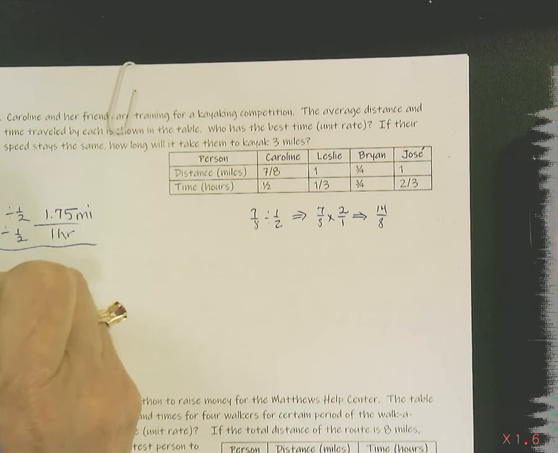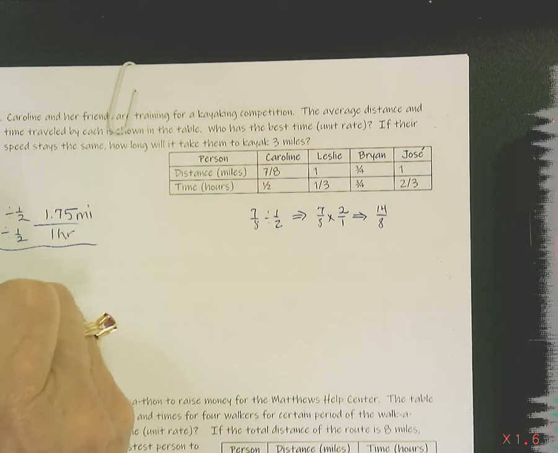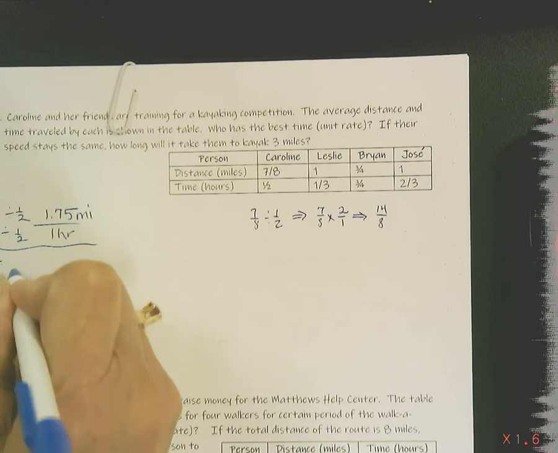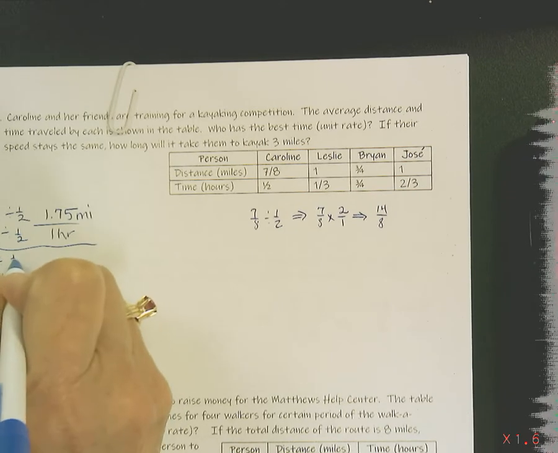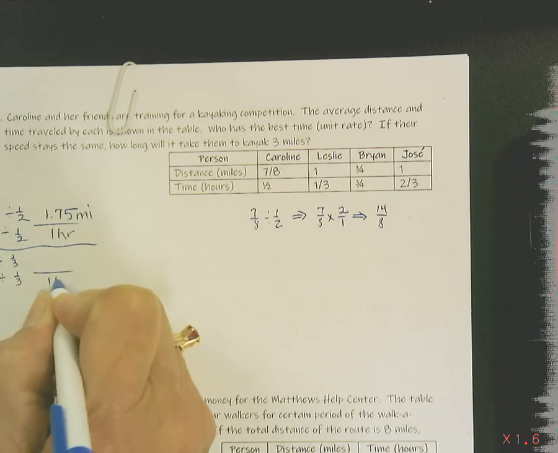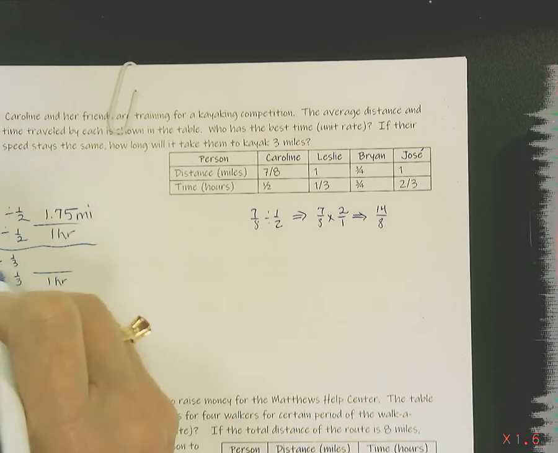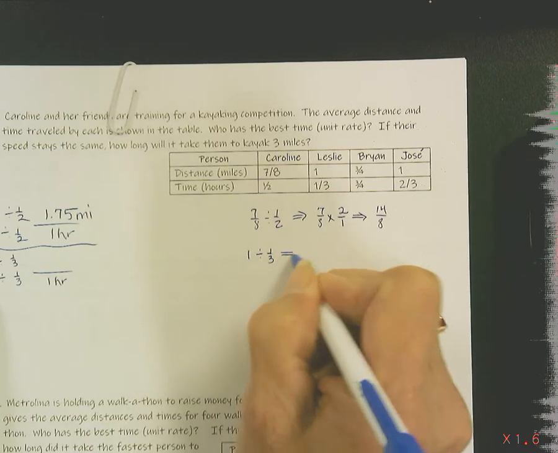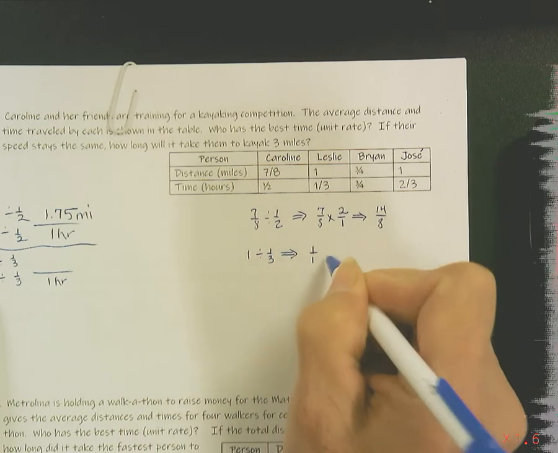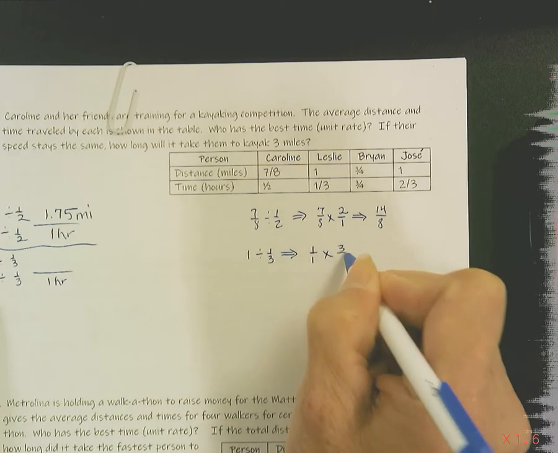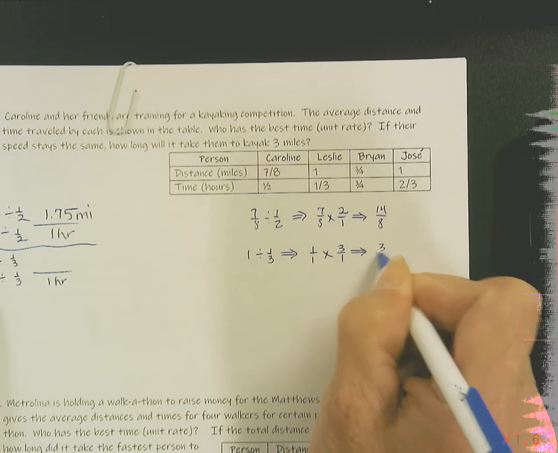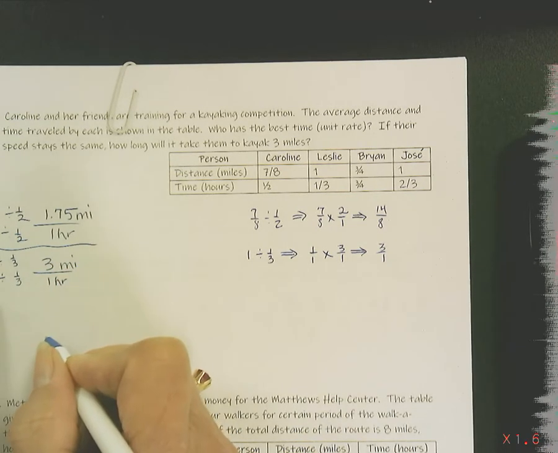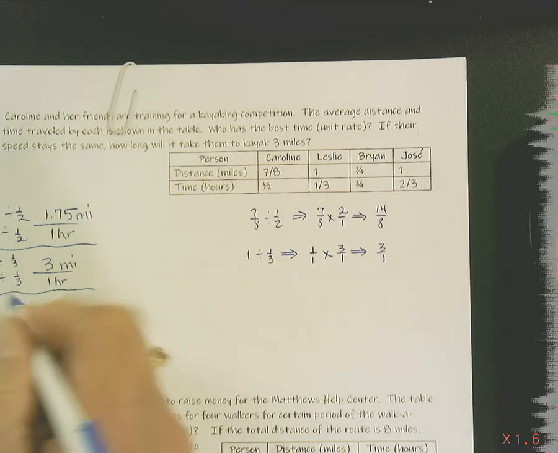Let's see about Leslie. Leslie can go 1 mile in 1/3 hour. Just like every other problem, we divide by the bottom number. So that gives us 1 hour on the bottom. And let's see what the top is. 1 divided by 1/3 becomes 1/1 times, flip that second fraction, which gives us 3/1, which is 3 miles per hour. That is pretty fast.